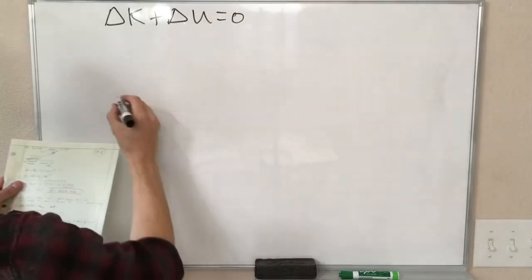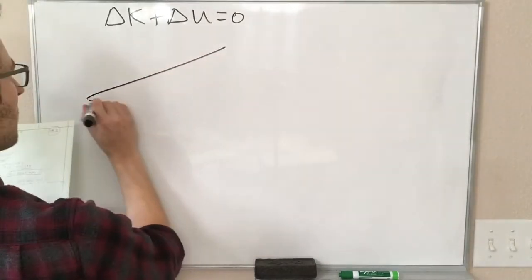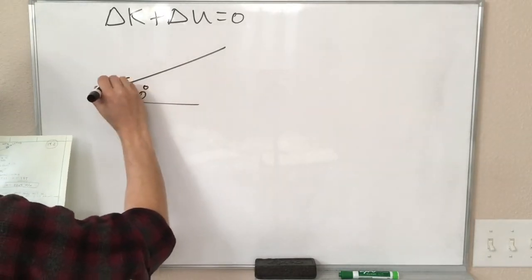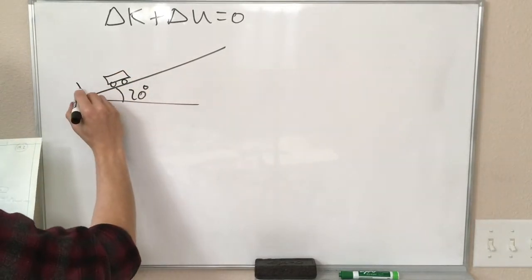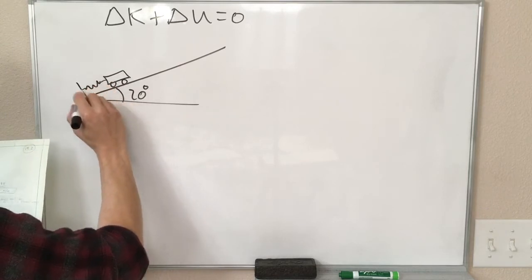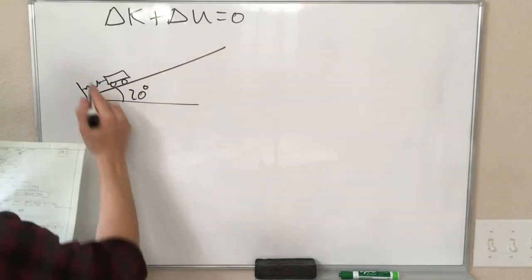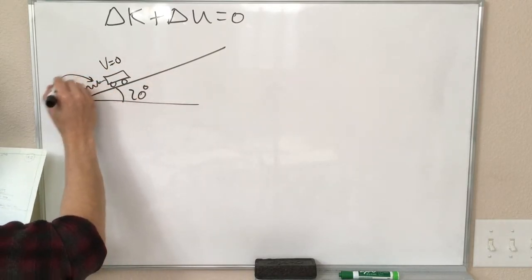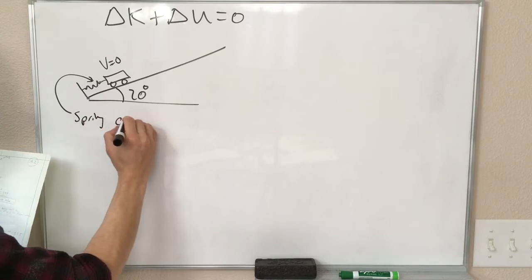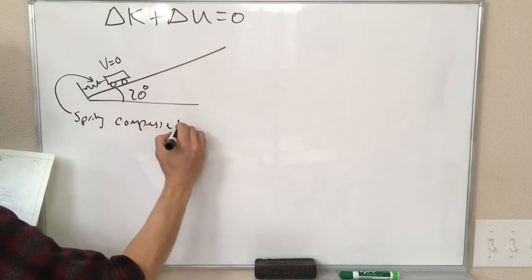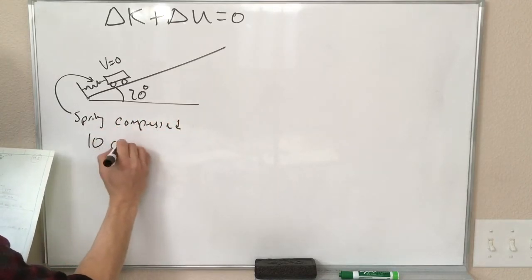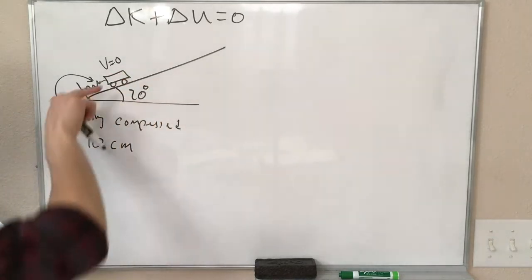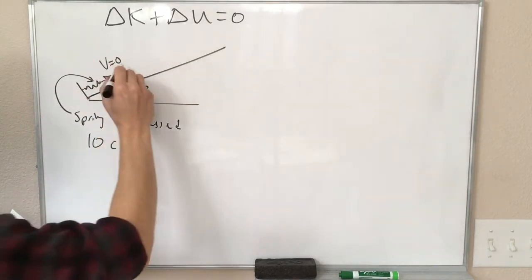So here's an example. Let's say we have a ramp that we are launching a little toy car up. So this car has a spring that is compressed next to it, and it's starting with an initial velocity of 0, but this spring is compressed a distance of 10 centimeters, and this cart is shot.